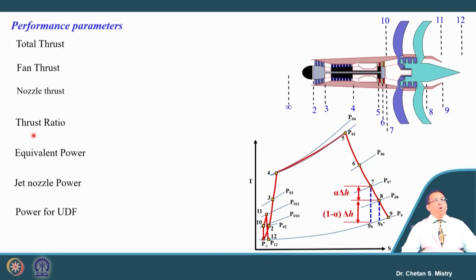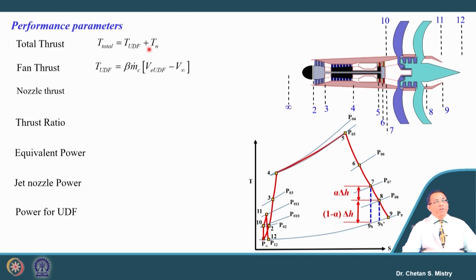Now, once we have all this information, our target is to calculate the performance parameters. For this prop fan engine configuration, we have different performance parameters. The very first parameter is the total thrust generated by this engine, which is given by the thrust generated by the unducted fan plus the thrust generated by the core engine.